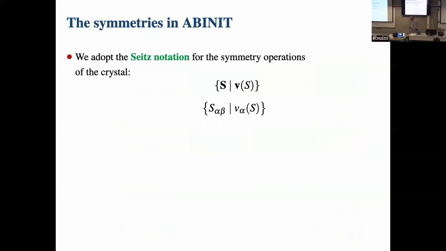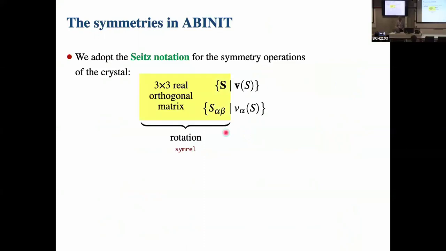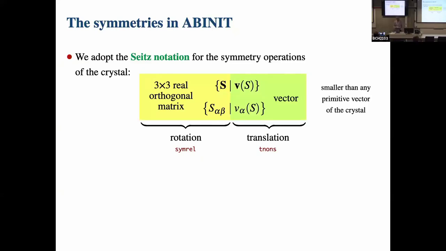The other thing that is interesting in ABINIT is the symmetries. You can either give them yourself or the code finds them for you. Adopting what is called the Seitz notation, that basically consists of this thing here, which is a 3x3 orthogonal matrix, which you can specify in a minute with symrel, we will see that. And then a vector that describes the translation of the symmetry. Okay, and this vector is typically smaller than the vectors of the unit cell. And the variable for that in a minute is tnons.